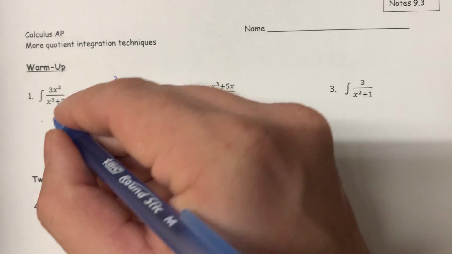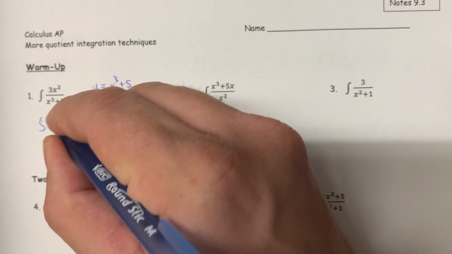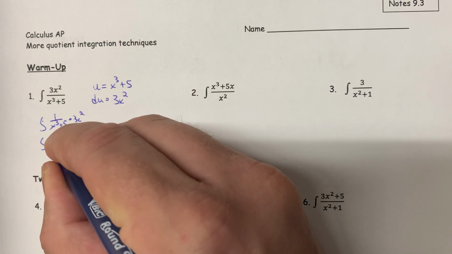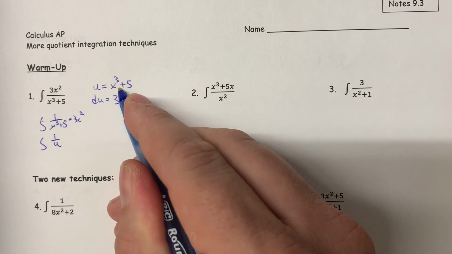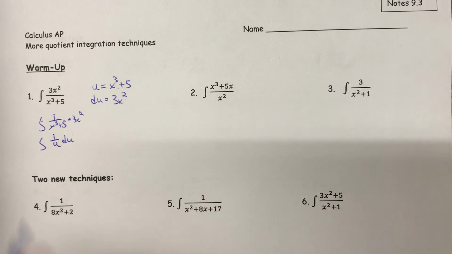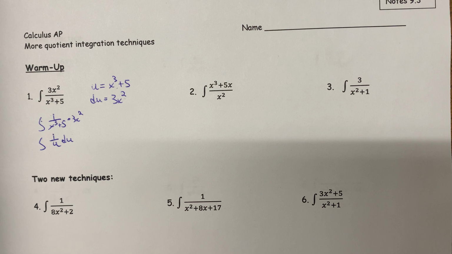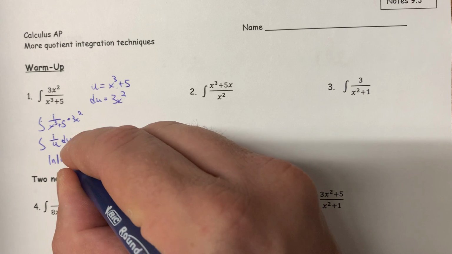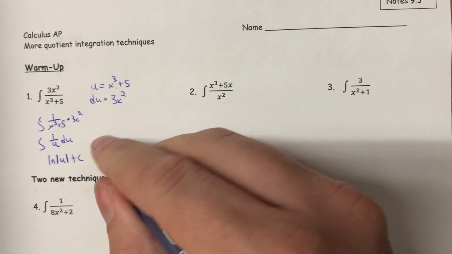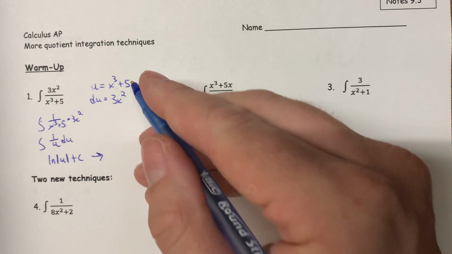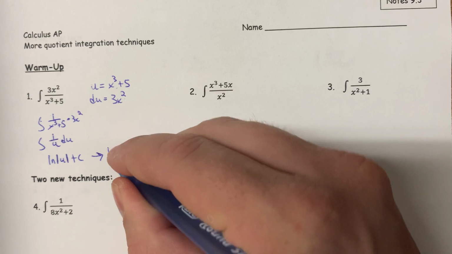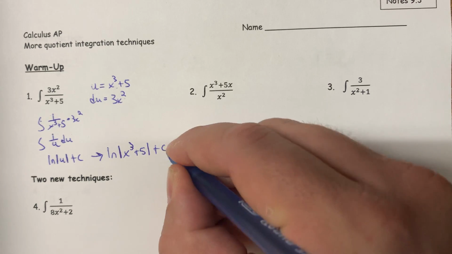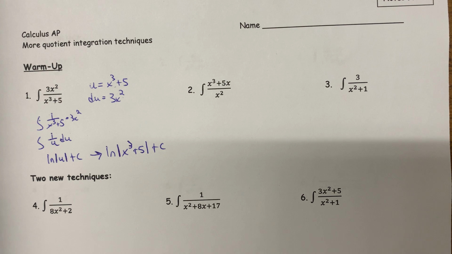Sometimes it's helpful to rewrite this as 1 over x cubed plus 5 times 3x squared. And so we can really see this is 1 over u, that was my u, times du, the derivative of u. The integral of 1 over u is the natural log of the absolute value of u plus c. Let's substitute back in the u. U is x cubed plus 5. So we get natural log of the absolute value of x cubed plus 5 plus c, and that is our antiderivative.